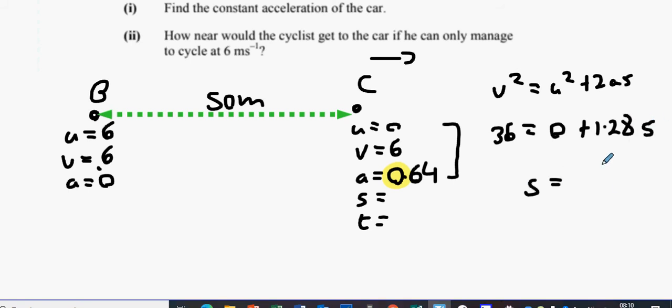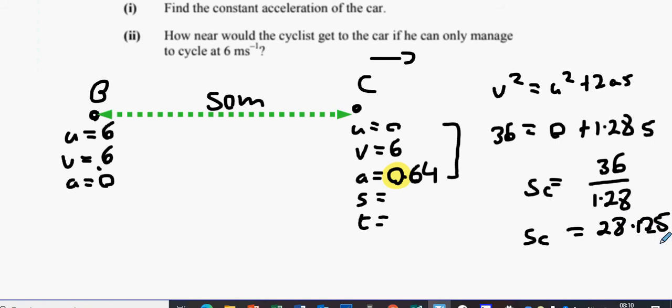36 divided by 1.28. This is s of the car, so SC. So the distance covered by the car is, did anybody get, oh sorry, 28.125? Let me check that for me. All right. Next thing I'm going to do is the distance of the bike.